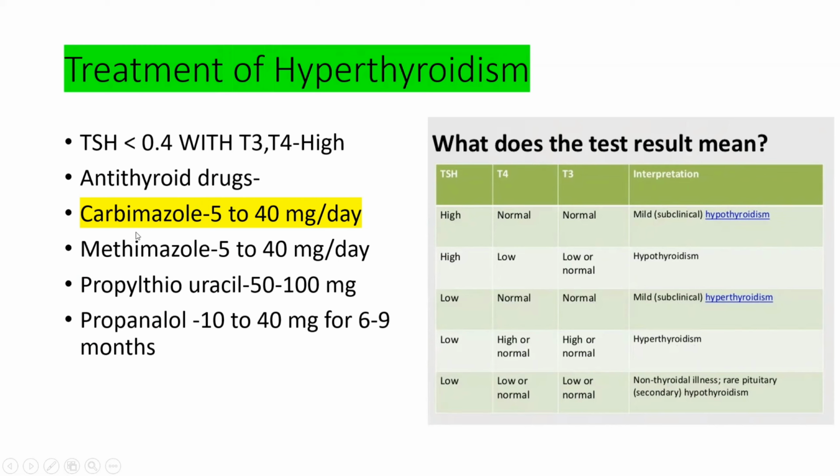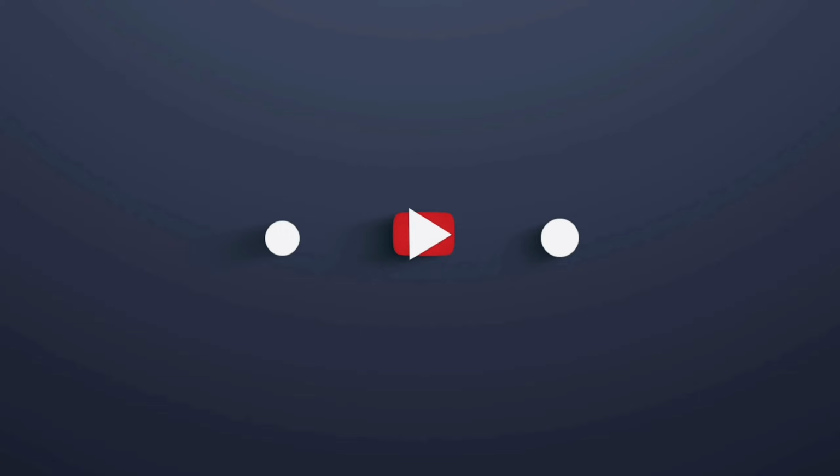What are the anti-thyroid drugs available? Carbimazole 5 to 40 milligram per day, methimazole 5 to 40 milligram per day, and propylthiouracil 50 to 100 milligrams. Usually it has palpitations and anxiety, so we will give propranolol 10 to 40 milligram for 6 to 9 months. Whenever we give anti-hyperthyroid drugs, we have to monitor CBC. There is a risk of agranulocytosis. Thank you.